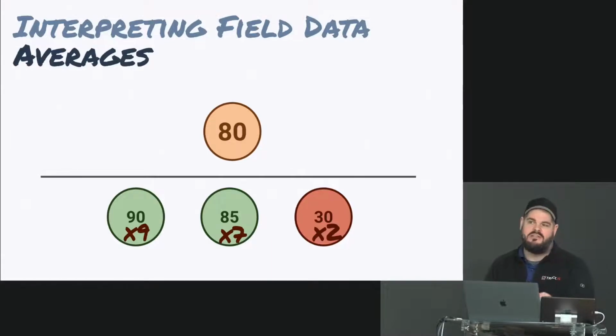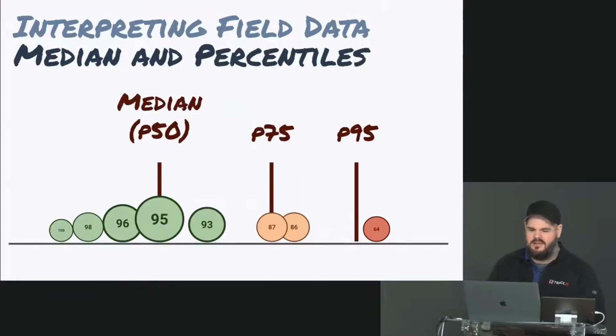And so most of the time, field data is interpreted in percentiles. And what I mean by percentiles is median. So a median, half of your users will have a better score than the median, and half of your users will have a worse score. So the median in this case, or the 50th percentile, is 95.